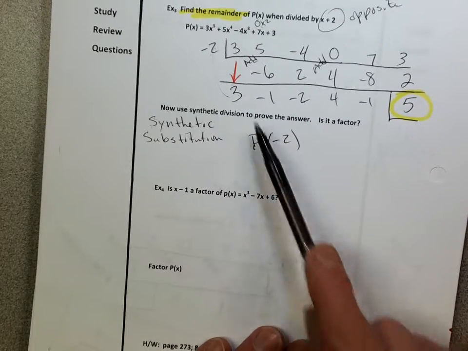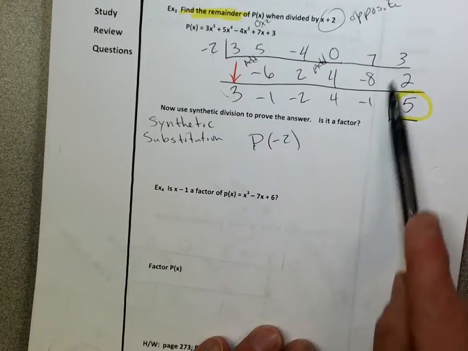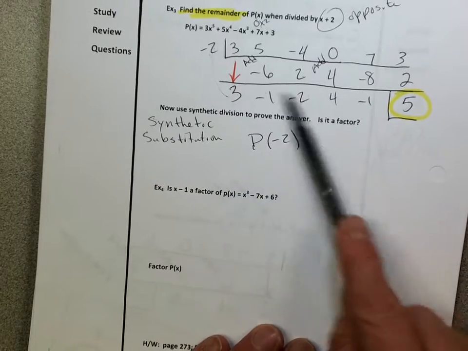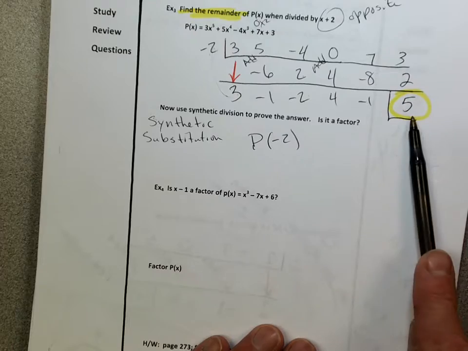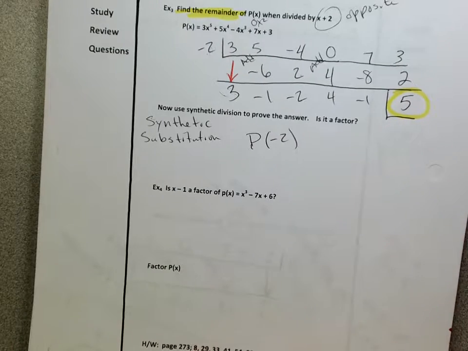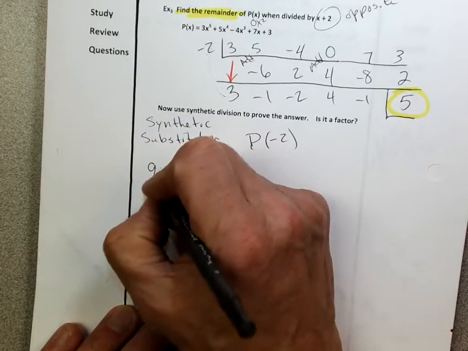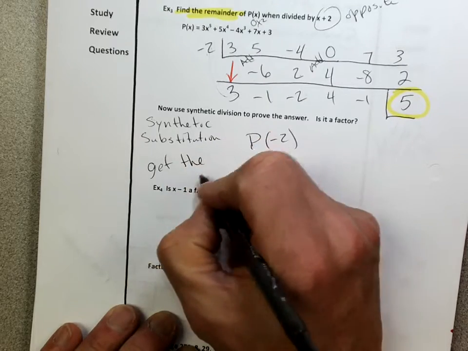So if you plugged in the negative 2, that's what I divided by, right? If all you want is the remainder, you can avoid all of this work, plugging in negative 2, and it'll go straight to your remainder. So synthetic substitution will get the remainder.